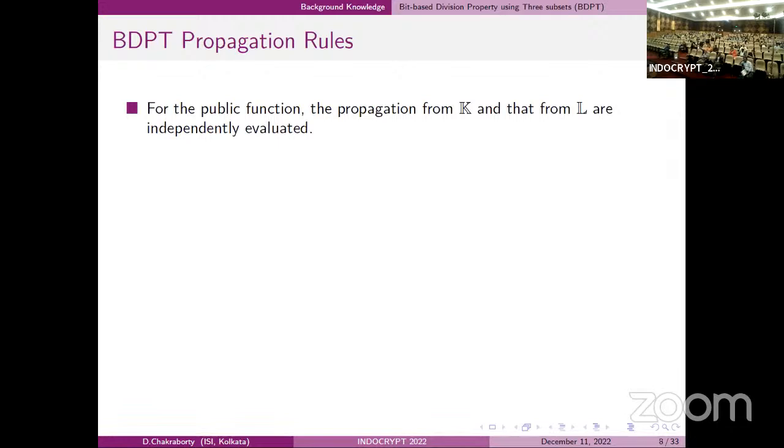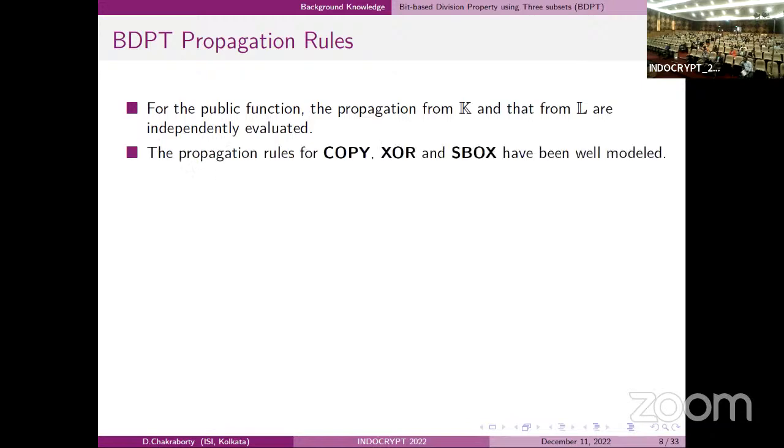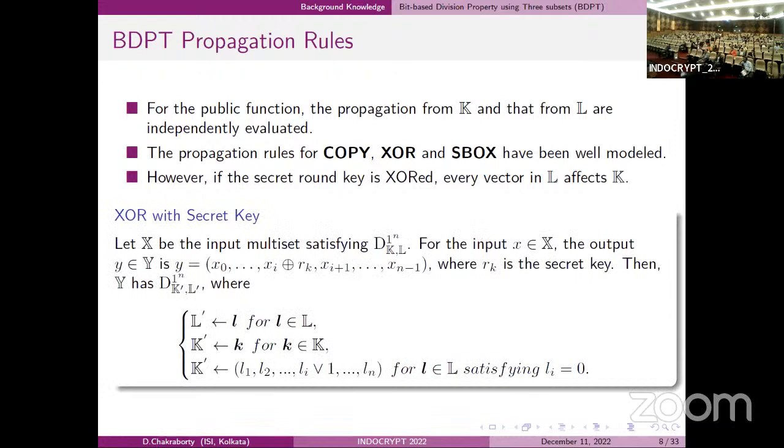So the propagation rule. We are starting with a set X and its property, and now we are looking at the propagation of the property. As I have told earlier, for the public functions, the propagation of K and L are independently evaluated, such as copies or S-boxes, all those functions. But at the secret round keys XOR, the computation begins. So when the secret key XOR happens, how is the output BDPT set constructed? That is the rule.